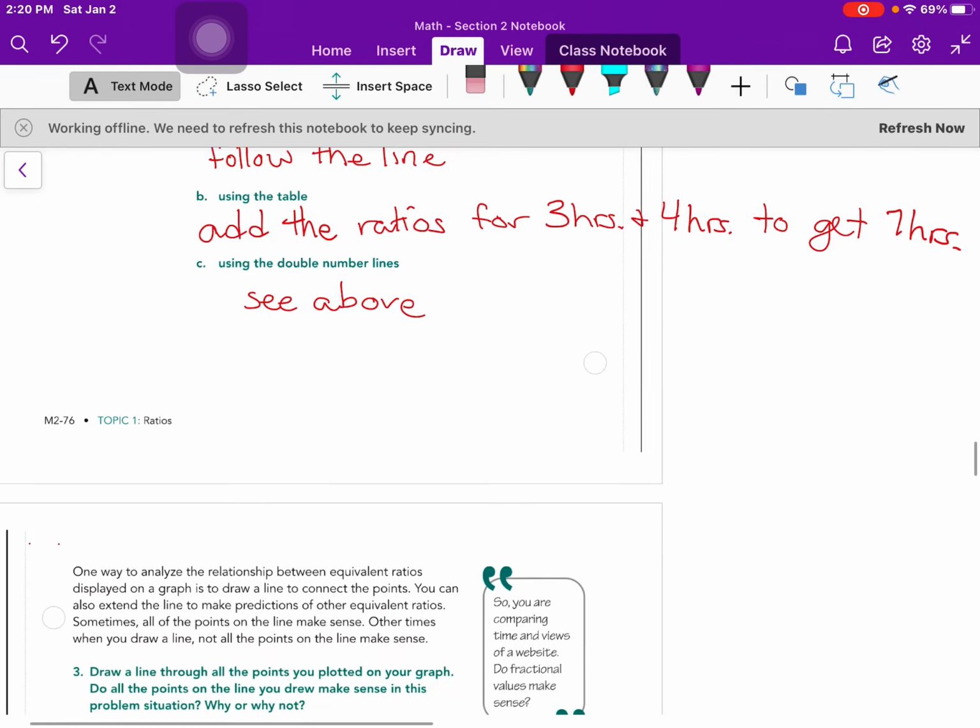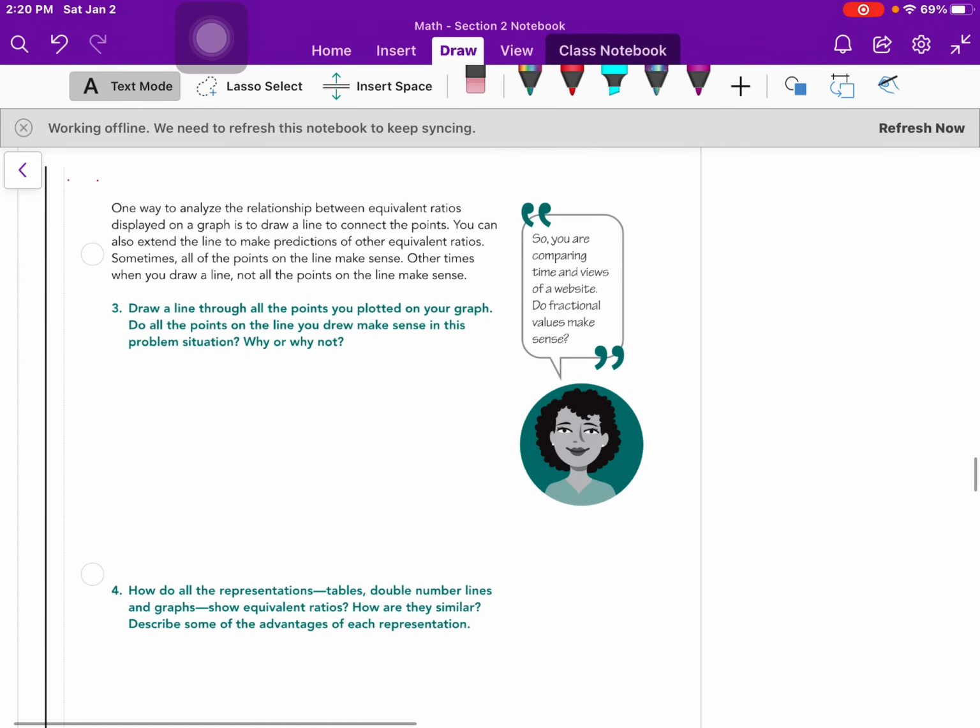All right, good. One way to analyze the relationship between equivalent ratios displayed on a graph is to draw a line to connect the points. You can also extend the line to make predictions of other equivalent ratios. Sometimes all of the points on the line make sense. Other times when you draw a line, not all the points make sense. So it says draw a line through all the points that you plotted on your graph. And do they all make sense in this problem?